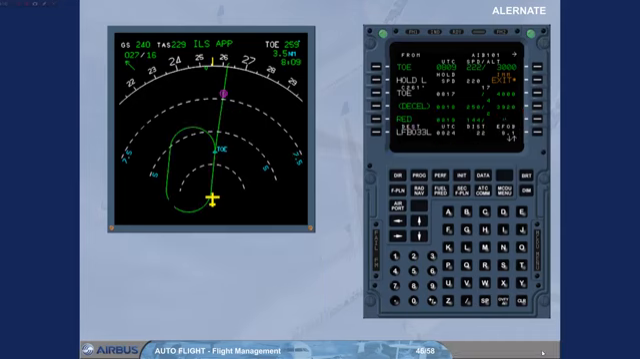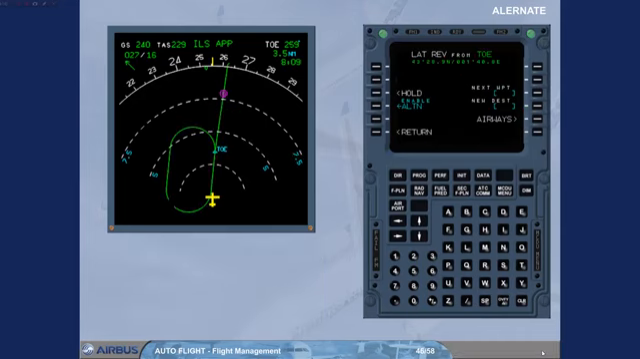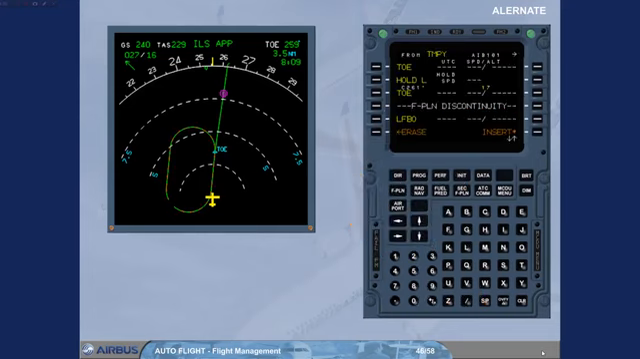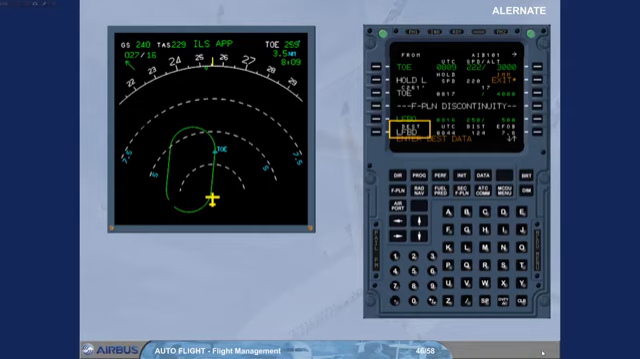A lateral revision allows the pilot to initiate a diversion to the alternate by selecting the alternate flight plan from any revised waypoint belonging to the active flight plan. A flight plan discontinuity will be displayed between the revised waypoint and the first waypoint of the alternate flight plan.